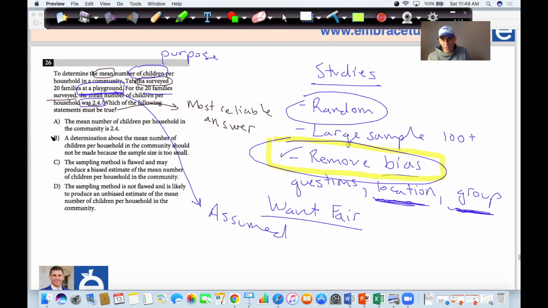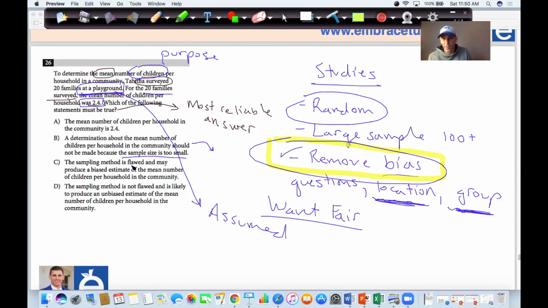Right, so let's go down and look at our answer choices. The mean number of children per household in the community is 2.4. It may very well be, but I highly doubt it because she only asked people at a playground. A determination about the mean number of children per household in the community should not be made because the sample size is too small. I would have to say this is probably the answer that most students would select because 20 families isn't a lot.